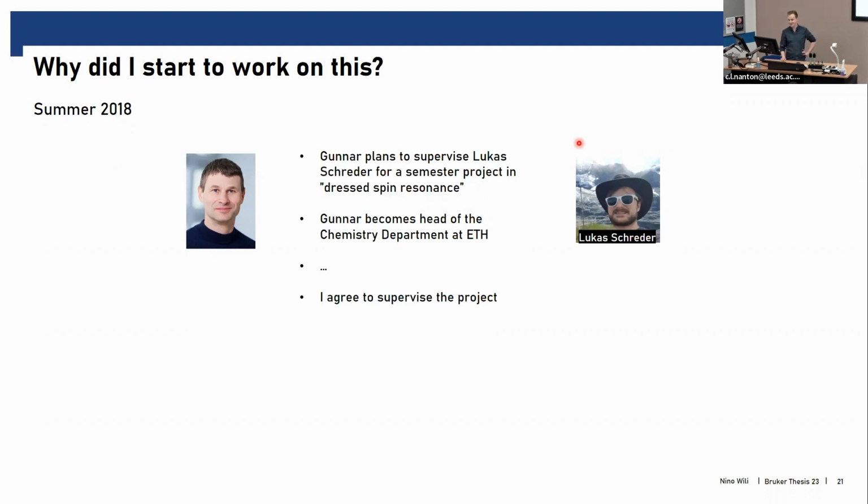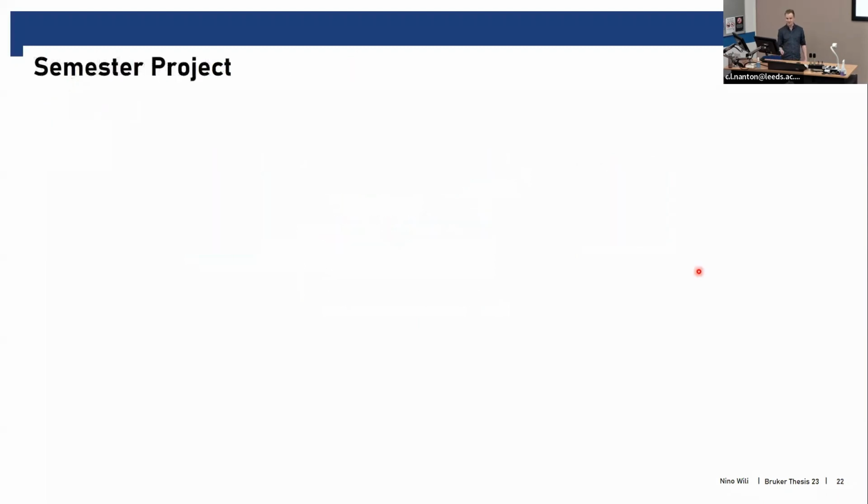And I think I probably read the paper about it at the same time as a student. And I think I never properly worked with a Bruker ENDOR spectrometer before, so I was a little shaky at the start. Let's put it like this. But somehow Lucas still made something work.